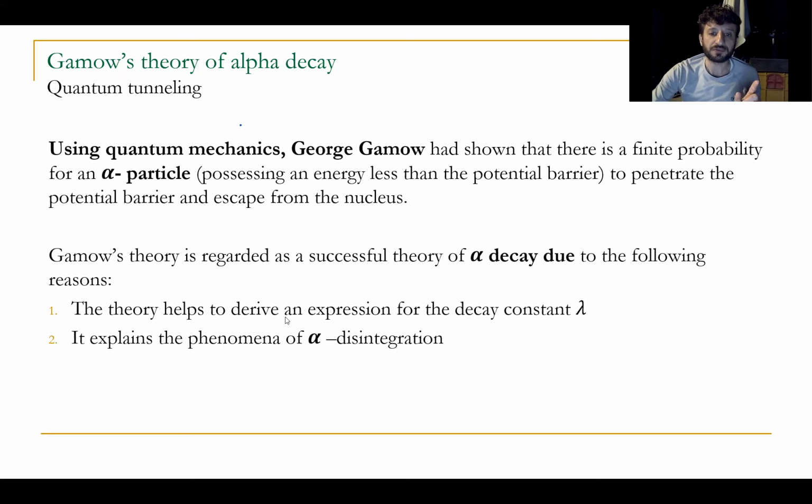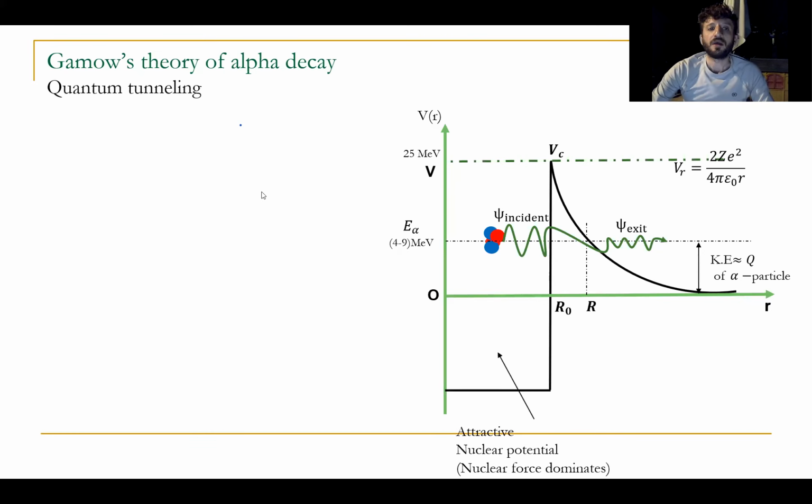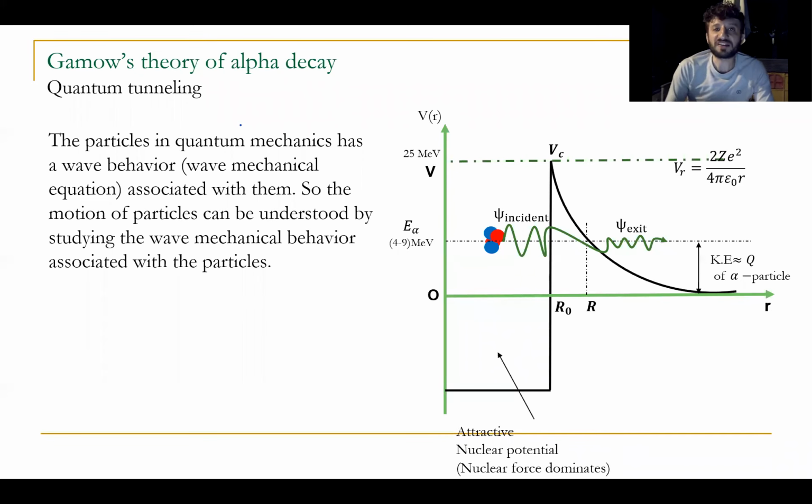The second point, we can explain the phenomenon of alpha disintegration. The third point, we can find a relation between the decay constant lambda and the energy E of the alpha particle, between lambda and E. First of all, let me explain quantum tunneling.